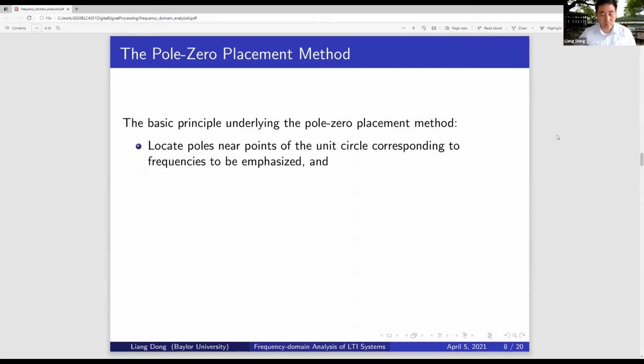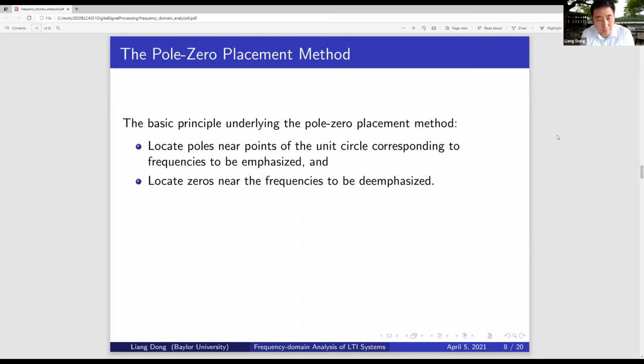in more detail. The basic principle underlying the pole-zero placement method, how do we do that? Well, we locate the poles near points of the unit circle corresponding to frequencies to be emphasized, because as you drop into the pole, it goes upwards. It's giving you a very large number. You emphasize the input signal. Locate zeros near the frequencies to be de-emphasized. And if you exactly land on the zero, then the output will be 0.